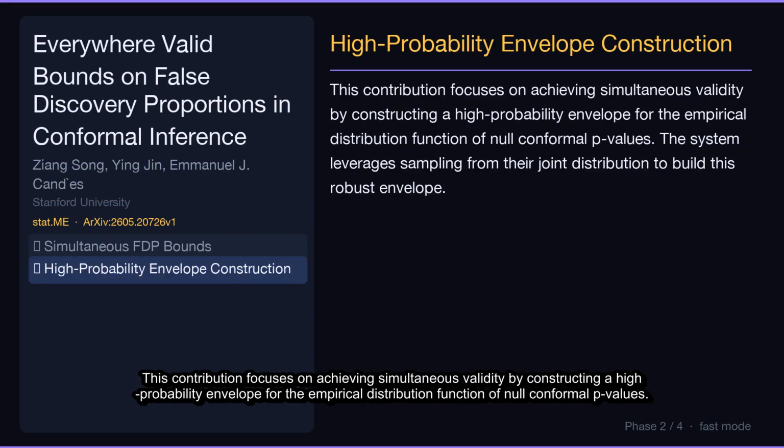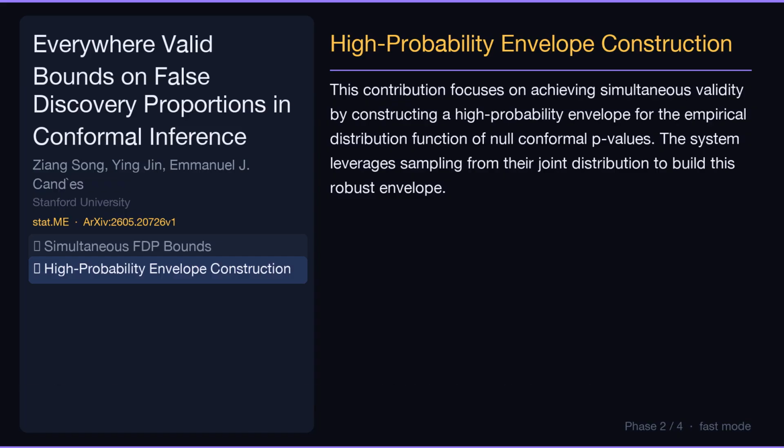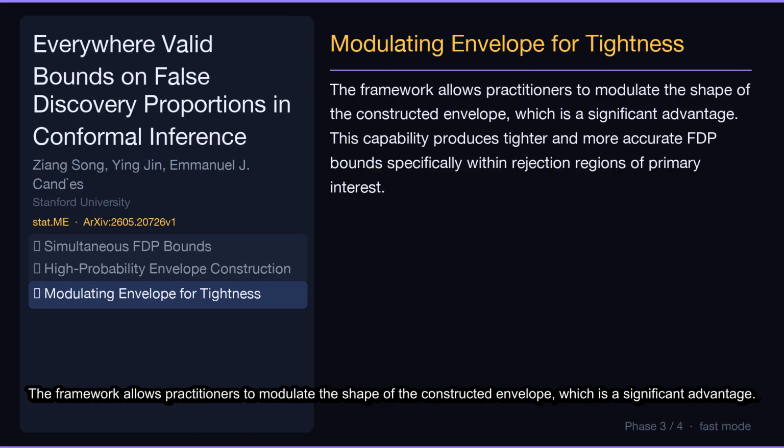This contribution focuses on achieving simultaneous validity by constructing a high-probability envelope for the empirical distribution function of null conformal p-values. The system leverages sampling from their joint distribution to build this robust envelope. The framework allows practitioners to modulate the shape of the constructed envelope, which is a significant advantage. This capability produces tighter and more accurate FDP bounds, specifically within rejection regions of primary interest.